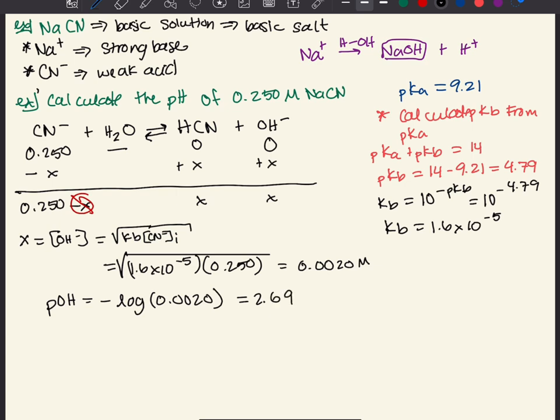Now, at this point, you need to be careful. We've already established that this is a basic salt. 2.69 is not a basic pH. It is a basic pOH. So I can solve for my pH by subtracting it from 14. And I get a pH level of 11.31. And that pH level makes sense because it is a basic pH.